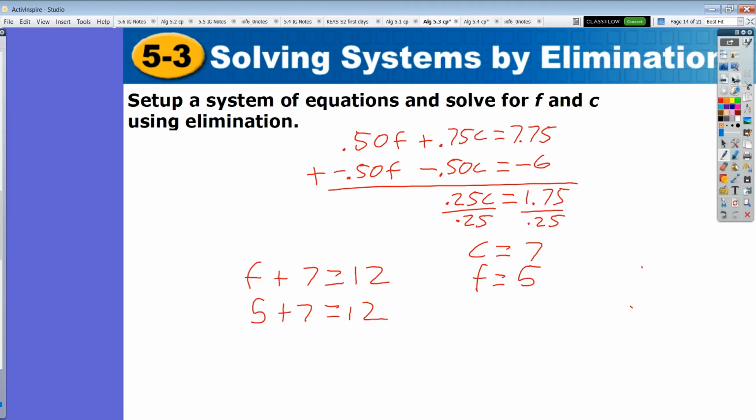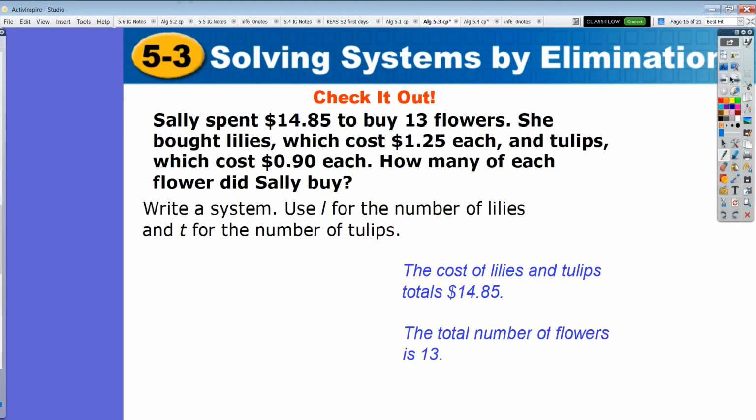I got one for you guys to try. Check this one out, see what you guys come up with. Make your two equations, one for the total cost and then one for the total number of items that you're going to buy. All right, take a few minutes to do this, pause the video, and we'll see what you guys come up with for an answer.